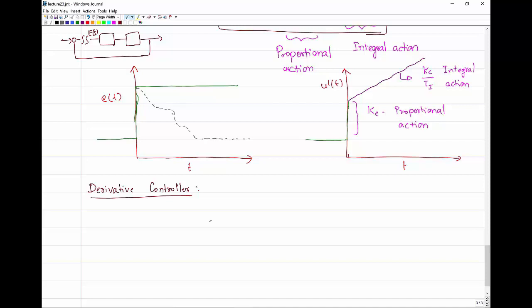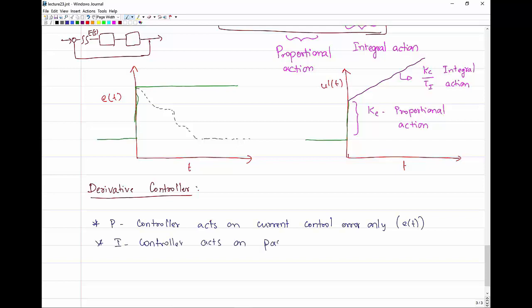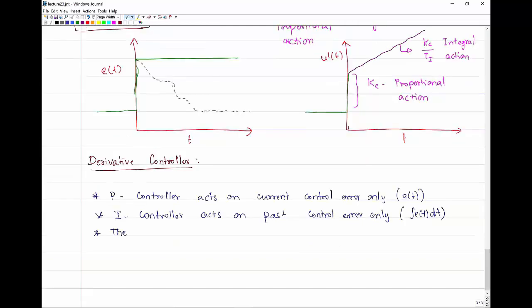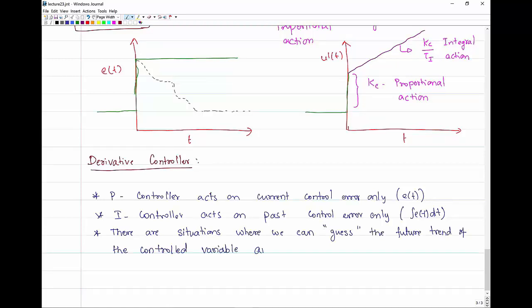Now the controller that allows you to look at the future of the control error is what is called a derivative controller. And the idea behind the derivative controller is quite simple. We look at the derivative of the control error and determine if it's increasing or if it's decreasing. If it's increasing, we take the appropriate action of reducing the heat input to the process. If it's decreasing, we take the action of increasing the heat input to the process.